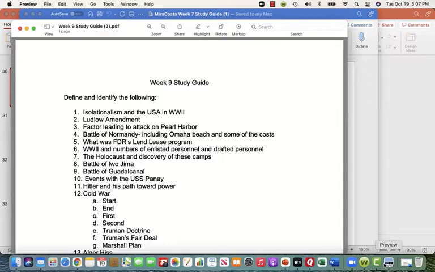Know what the events with the USS Panay were and how Hitler rose to power. It's not going to be really that in depth, but just know the generalities about how Hitler took positions of power and how he invaded different neighboring countries by using a blitzkrieg. Blitzkrieg means an aggressive form of offensive warfare.